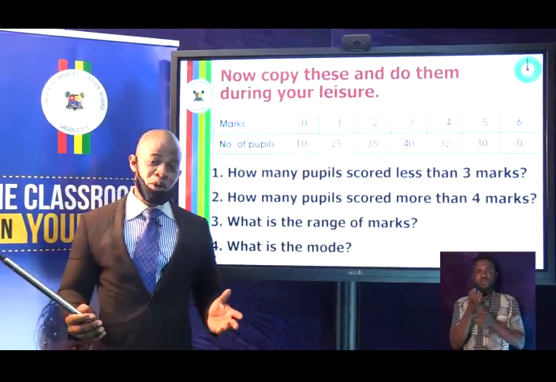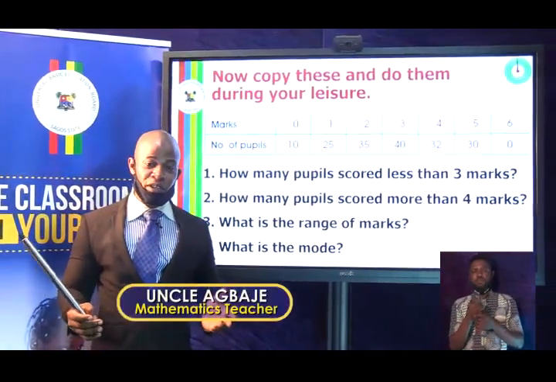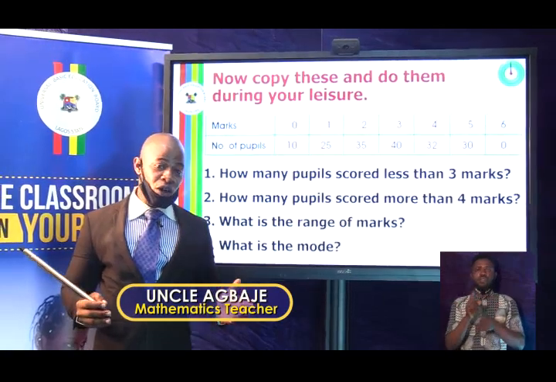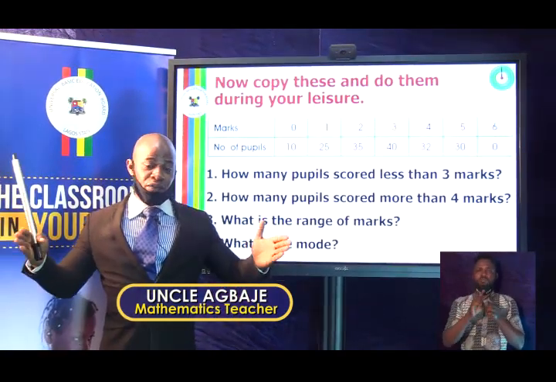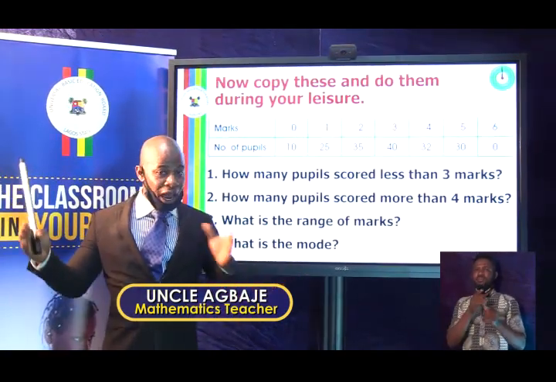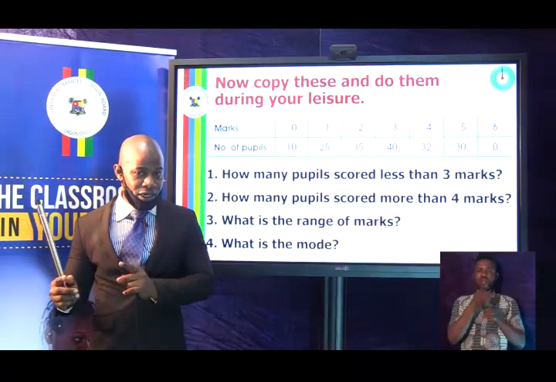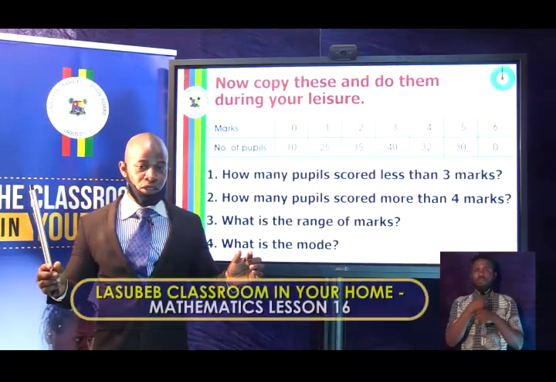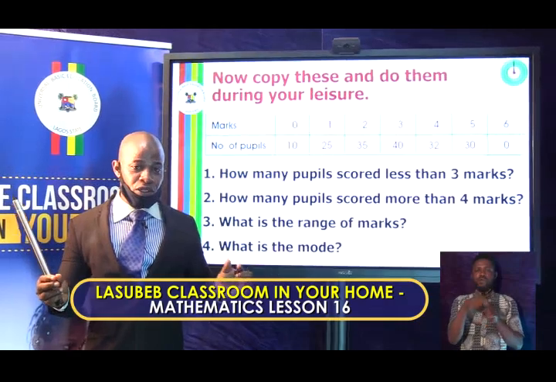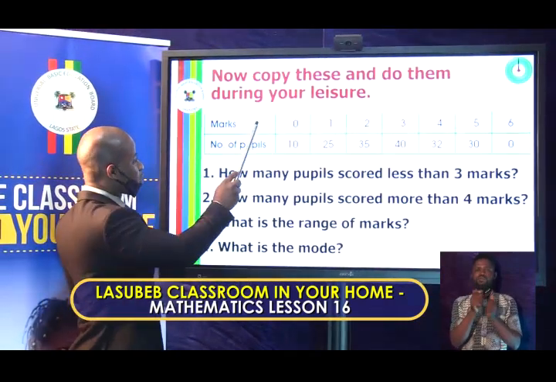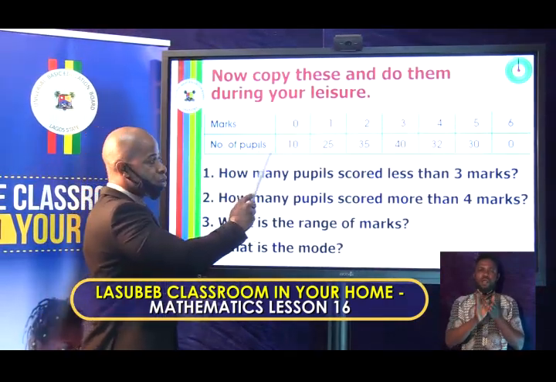Well, I've done some pretty interesting concepts here today. We've talked about the range, which is the difference between the largest data and the lowest data. Now, you need to be sure that you're picking the data when you're finding the range. You're picking the data, which is the mark, and not the frequency or the count.